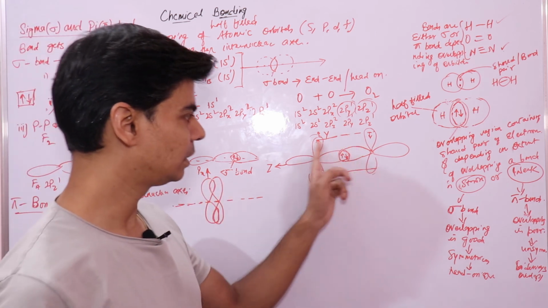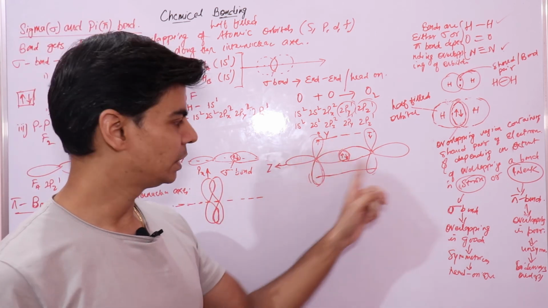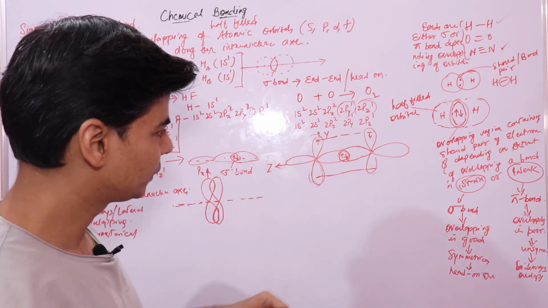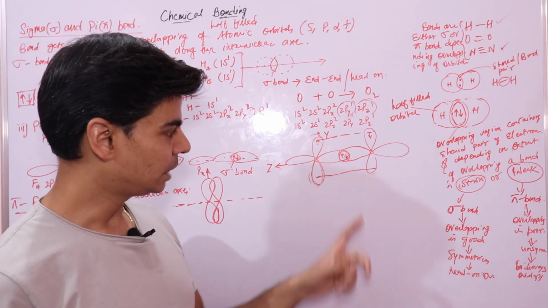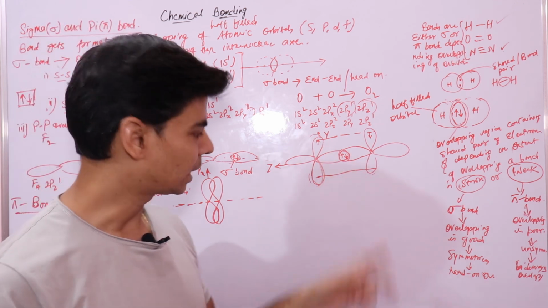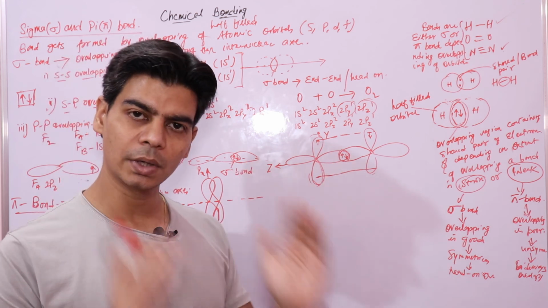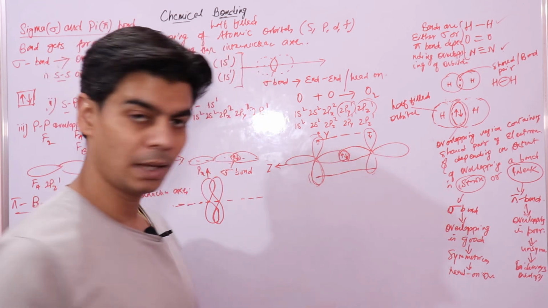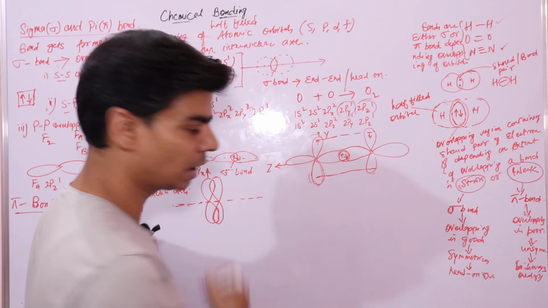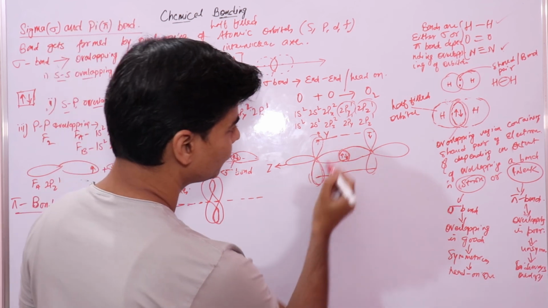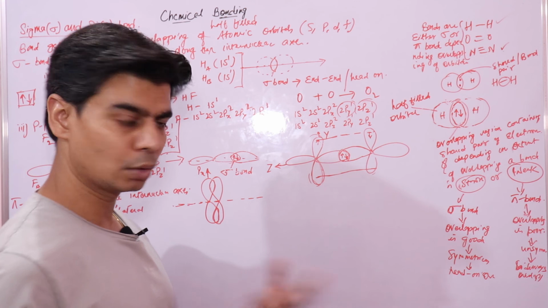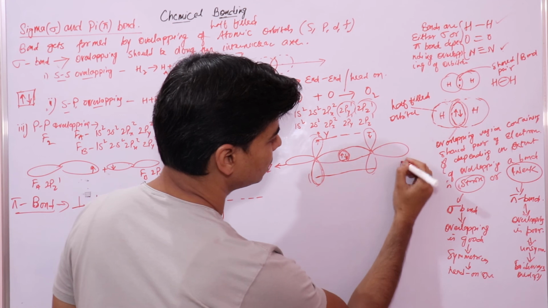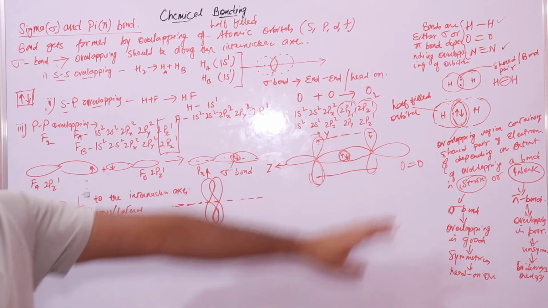right? So when they overlap laterally, perpendicular to the internuclear axis, what they form is a weak bond because of poor overlapping. And these two orbitals overlap along the internuclear axis, so they overlap to a good extent, and what they form is a sigma bond. So the oxygen molecule has one sigma bond, which is due to head-on overlapping, and one pi bond, which is due to sideways or lateral overlapping. So we say oxygen has a double bond: one is a pi bond, one is a sigma bond.